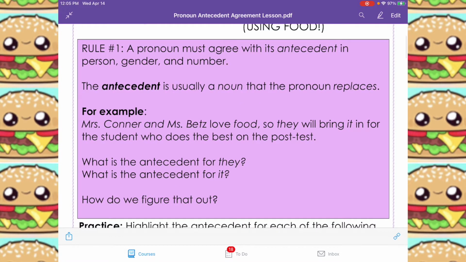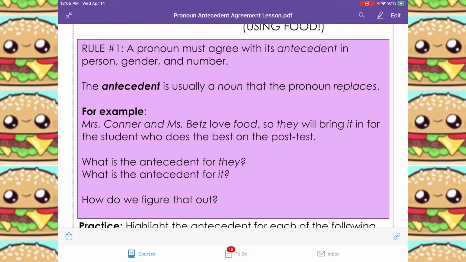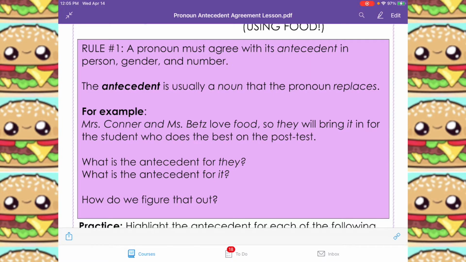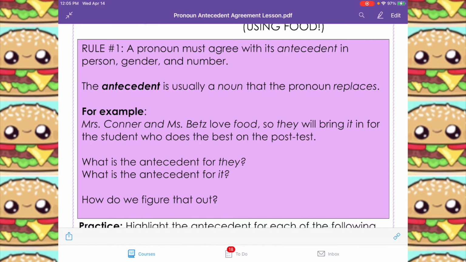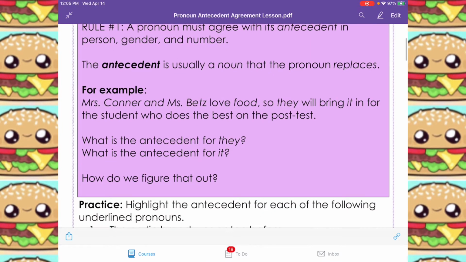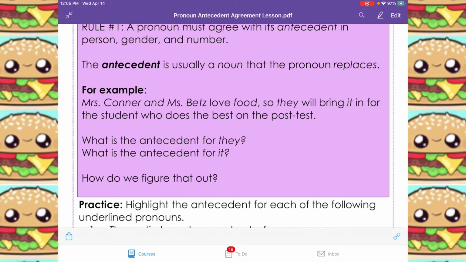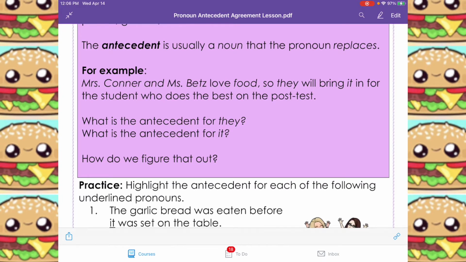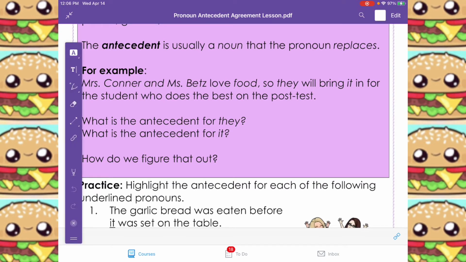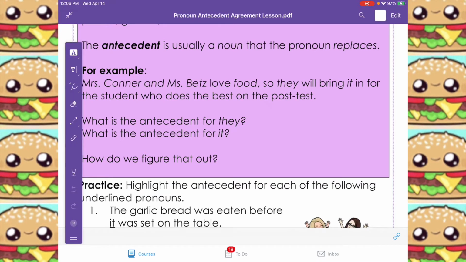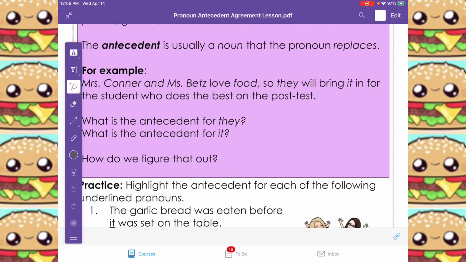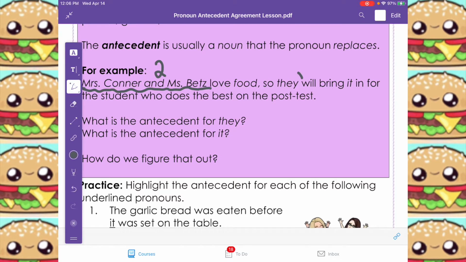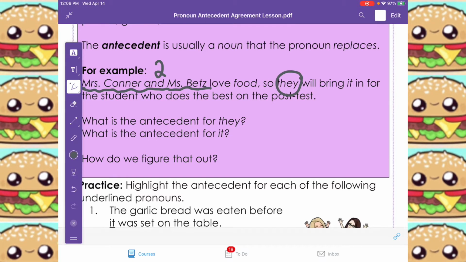A pronoun must agree with its antecedent in person (first, second, or third), gender (feminine, masculine, or neutral), and number (singular or plural). The antecedent, remember, is the noun that the pronoun is replacing. For example, Mrs. Connor and Miss Betts love food, so they will bring it in for the student who does the best on the post test. So here we have a plural antecedent, 2 people, so our pronoun is they.